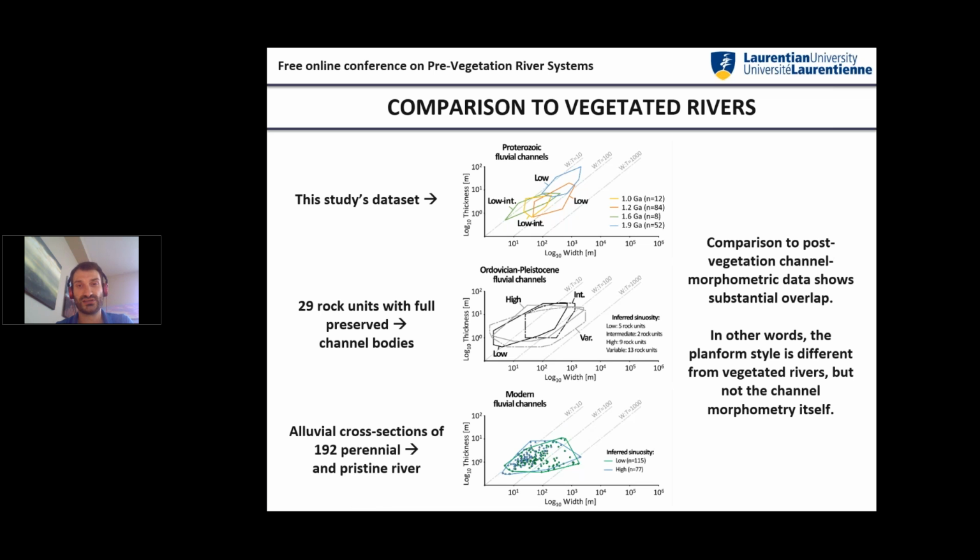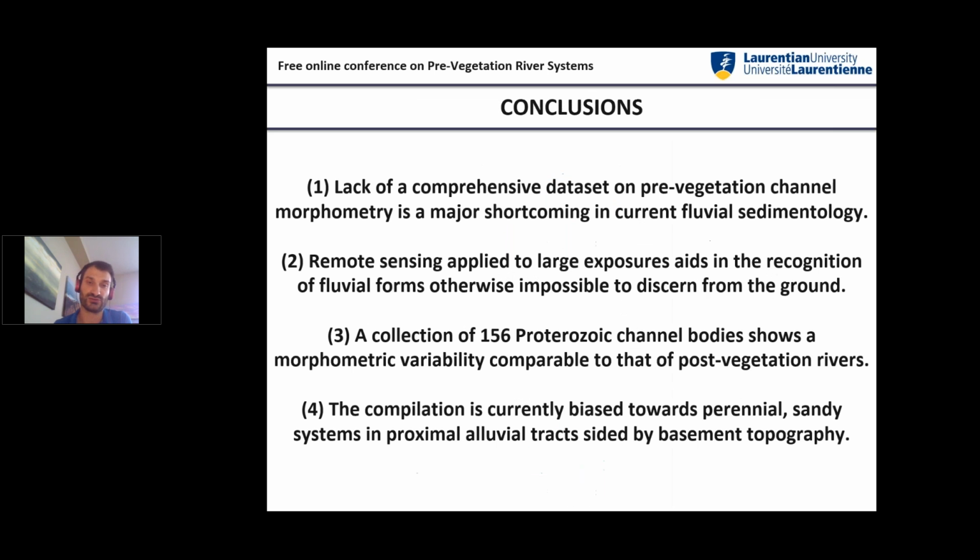So in other words, one of the main conclusions that we can reach is that while most of the debate in the past years was focused on whether pre-vegetation rivers are exclusively braided or also sinuous, another thing to consider is that the morphometry of the channels themselves, independently from their plan view style, seems to have been fairly constant in at least the last 2 billion years.